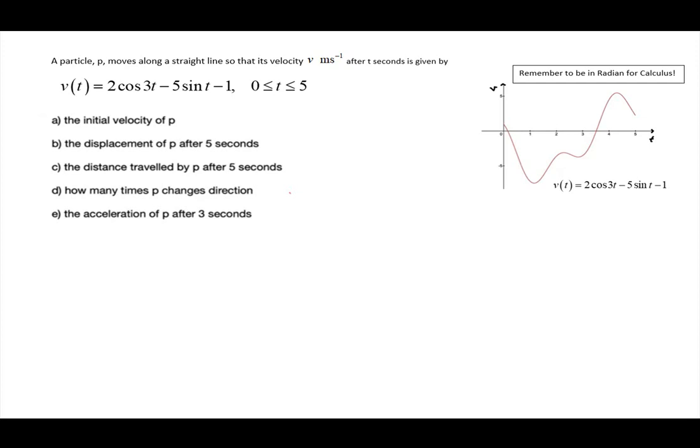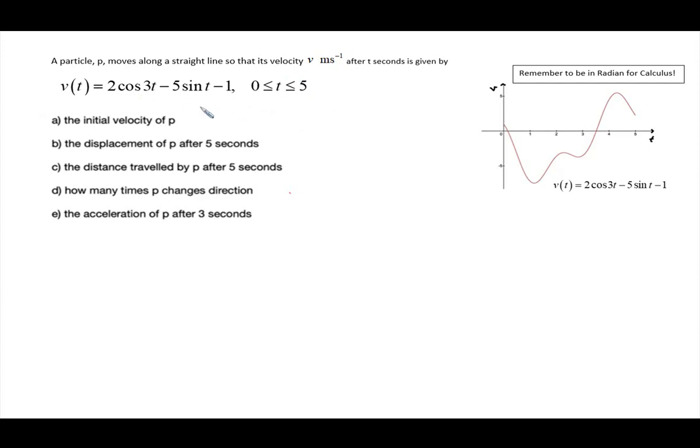Alright, so let's take a look at a very common kinematics problem and the typical questions that you'll be asked. In this problem, it says a particle P moves along a straight line so that the velocity in meters per second after t seconds is given by this velocity function, and also the domain for it.